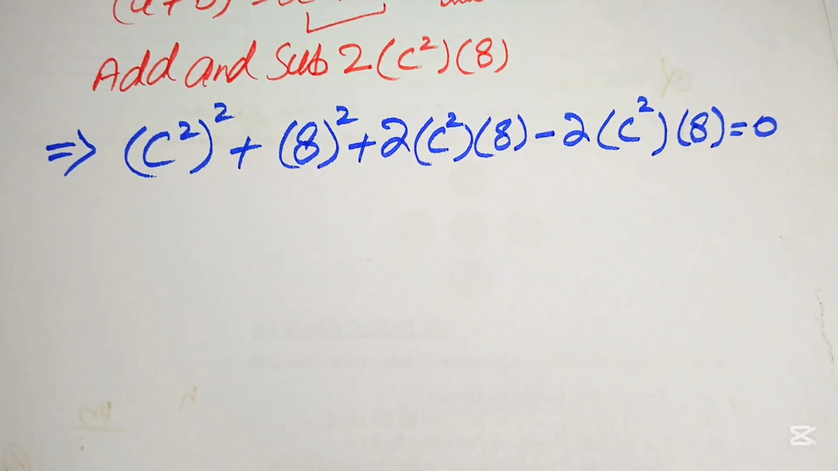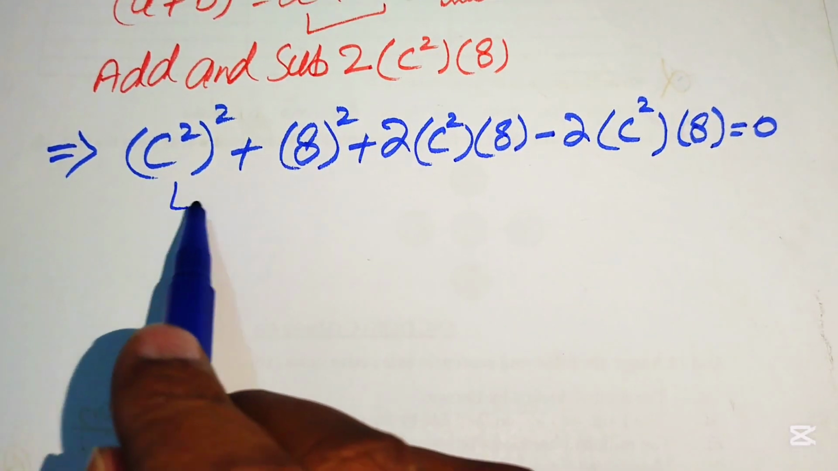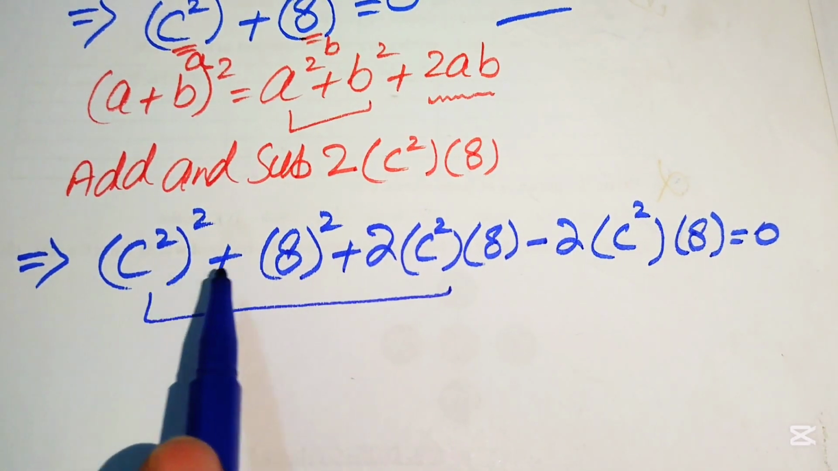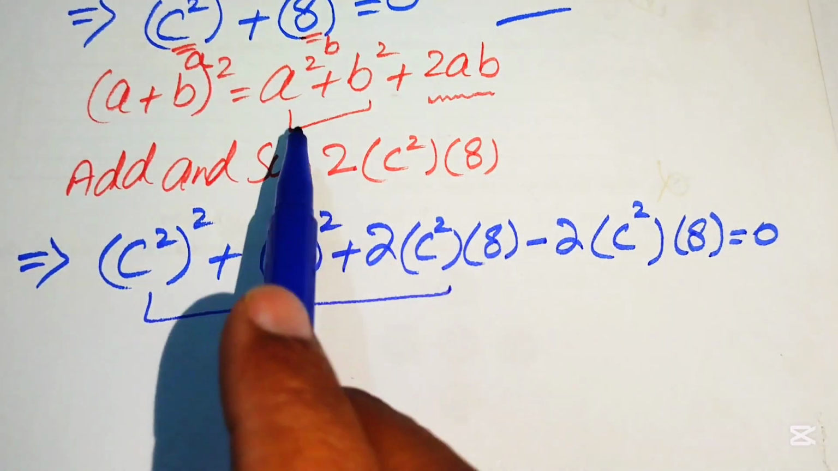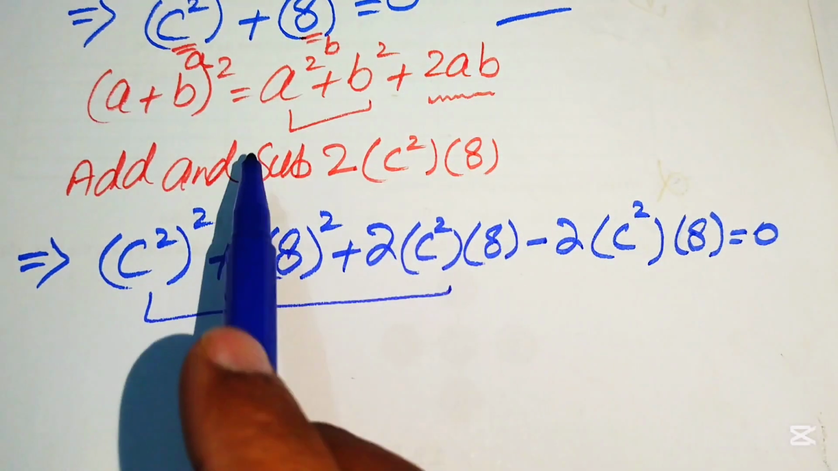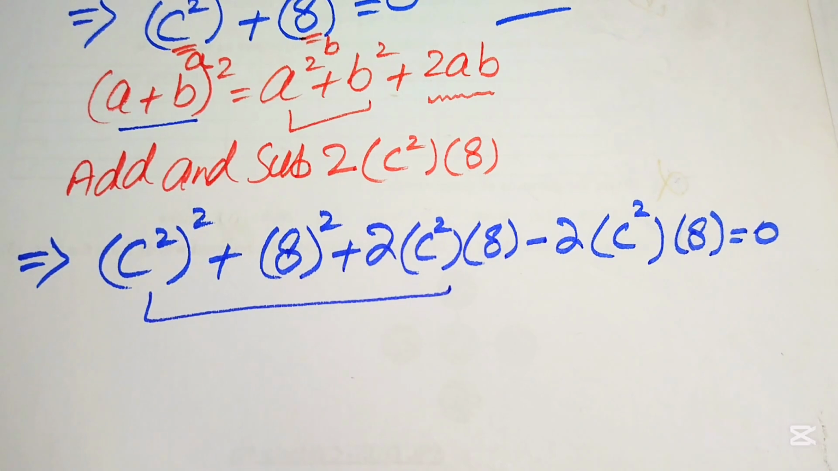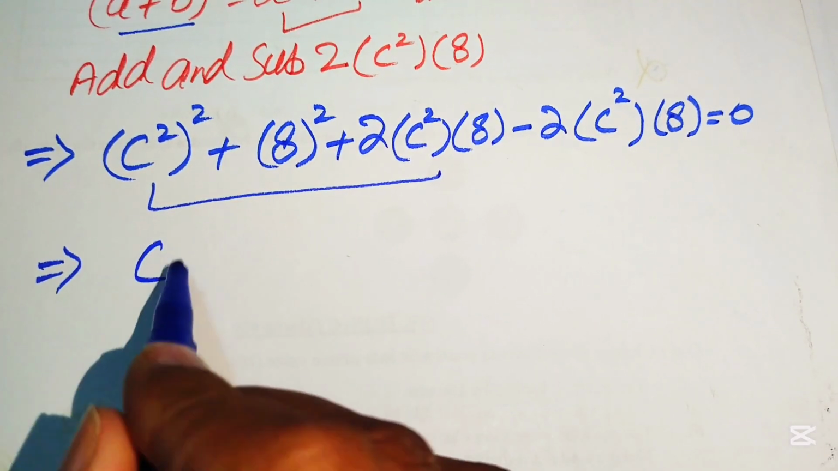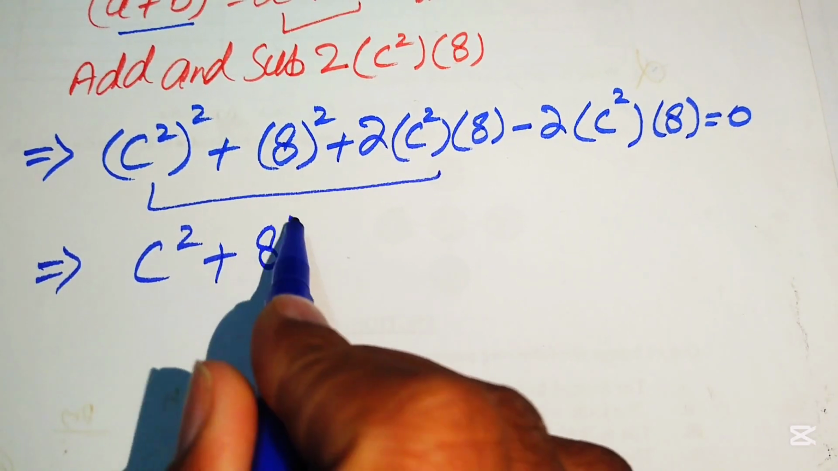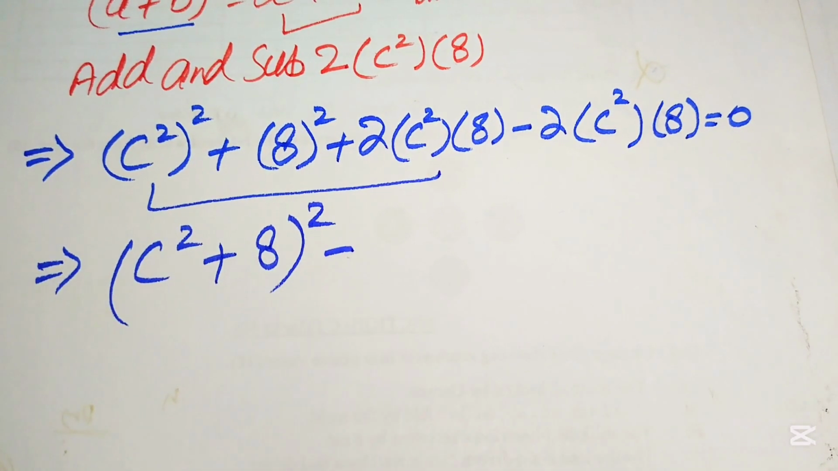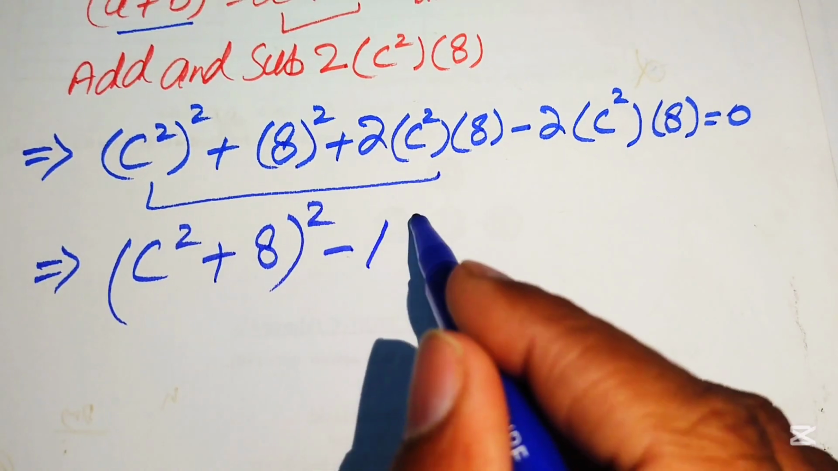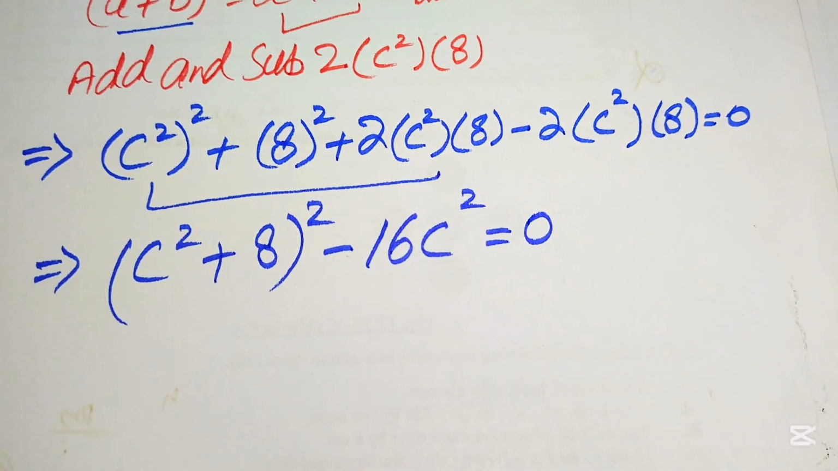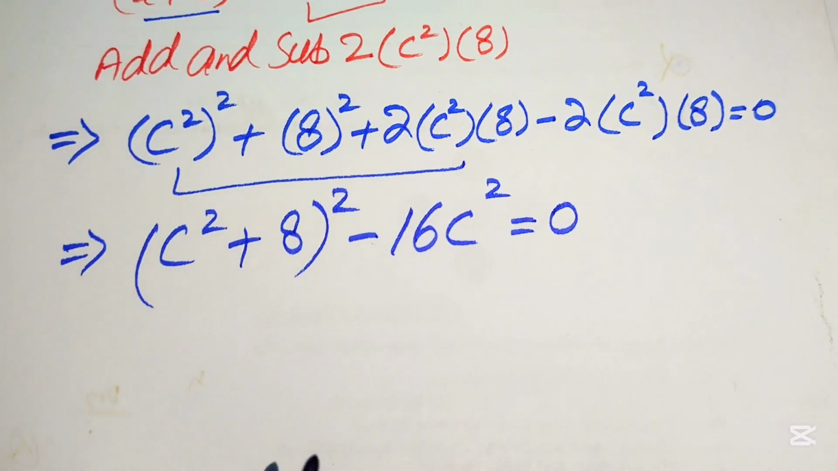After this step, you focus on the first three terms, and you see that this is a square plus b square plus 2 times ab. So we combine these three terms and write them in this whole combination form. We write it as c square plus 8 whole square minus 2 times 8, which becomes 16 into c square, and this equals 0.